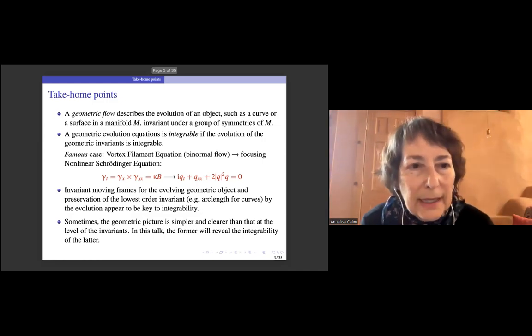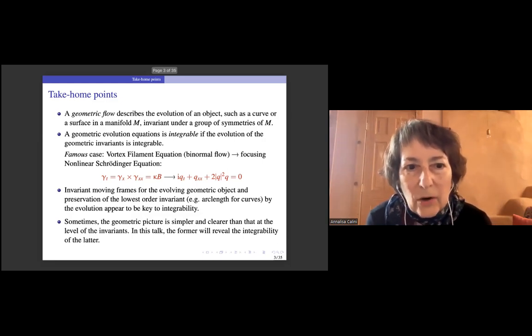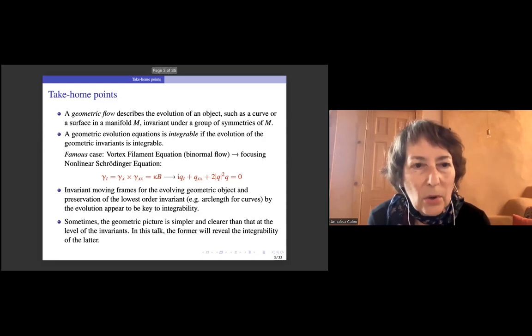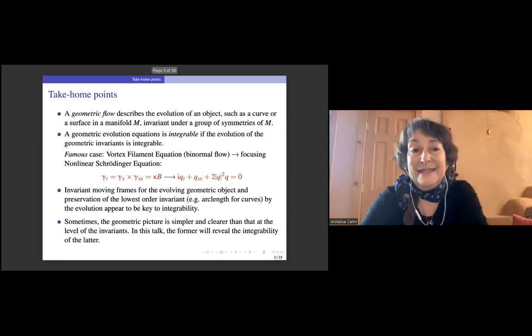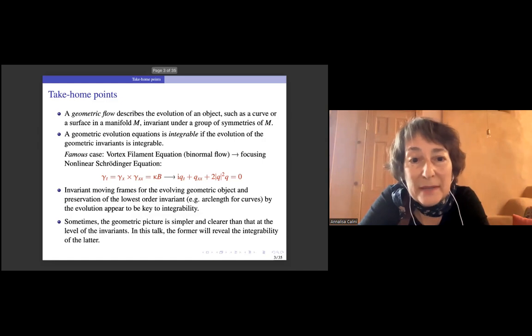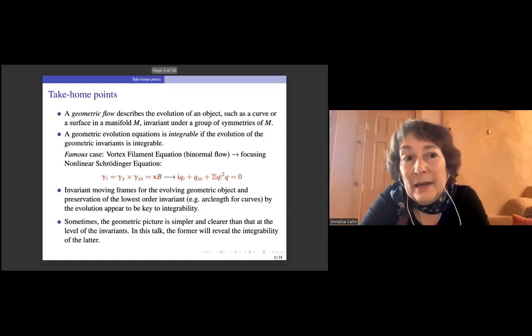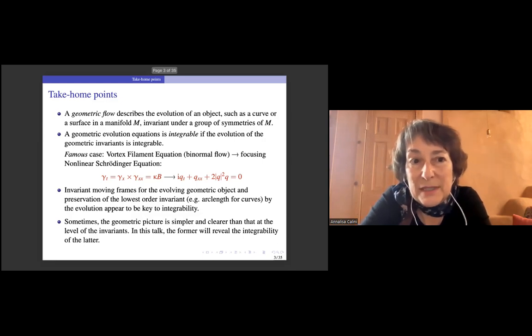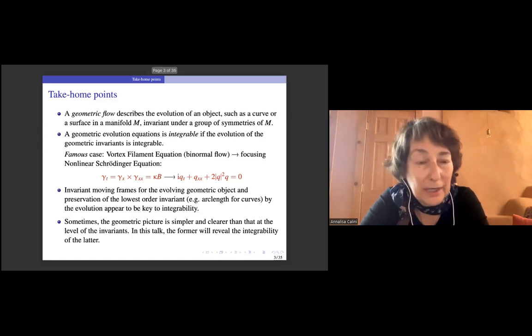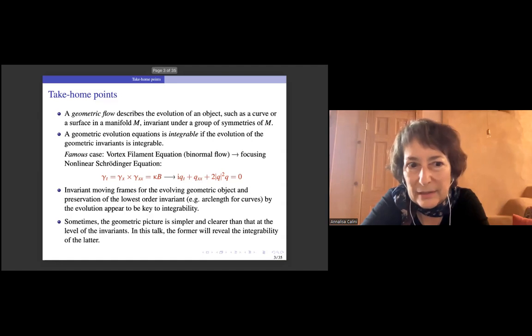Now, one thing I want to point out is the definition of integrability of a geometric flow. We will say that the geometric evolution equation is integrable if the PDE that describes the related evolution of the invariants, such as curvature, torsion, and so on, is an integrable PDE. So it's really, in a sense, an indirect definition of integrability.